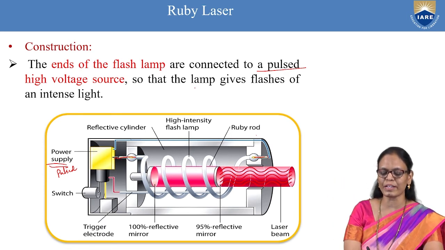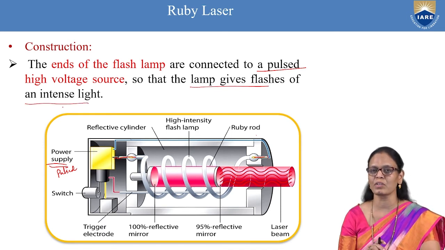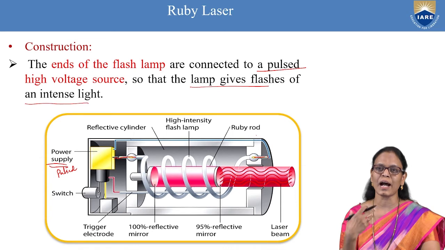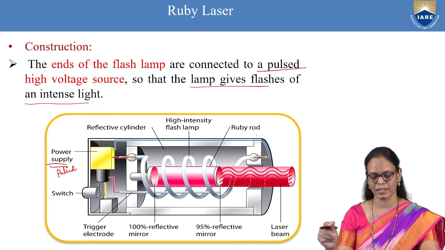So the lamp will give flashes of intense light. It is not continuous. It just emits flashes, and each flash lasts only a few milliseconds. So within that time, the ruby rod has to absorb the energy for the atoms to gain energy and get excited to the excited state.